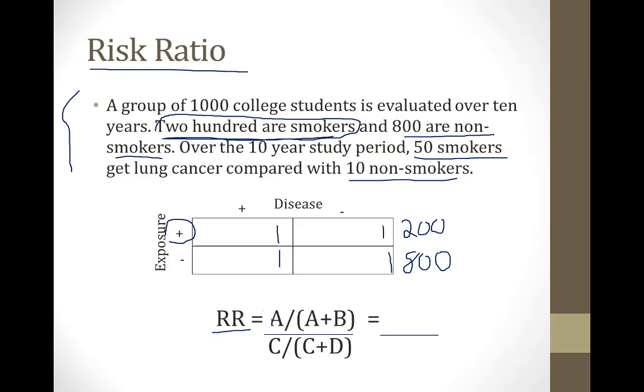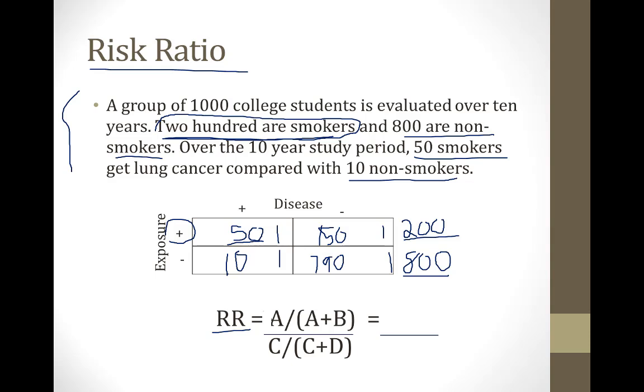Next, they tell us that 50 smokers get lung cancer, so that number 50 goes right here because this top left quadrant always includes exposed patients who got disease, and smokers who get lung cancer are exposed patients with disease. And then they tell us 10 non-smokers got cancer, so that number 10 goes down here. Now we still have two blank quadrants, this one and this one, but we can figure out those numbers by deducing them from the totals. So if there were a total of 200 smokers and 50 got cancer, that means 150 must have not gotten cancer. And if there were a total of 800 non-smokers and 10 got cancer, this means 790 must have been cancer-free.